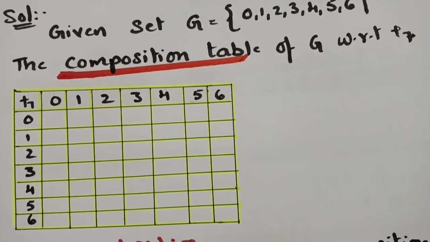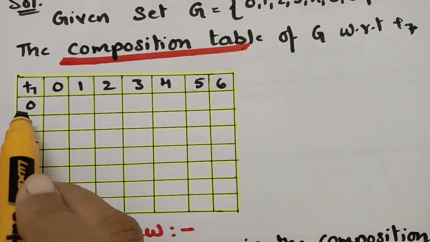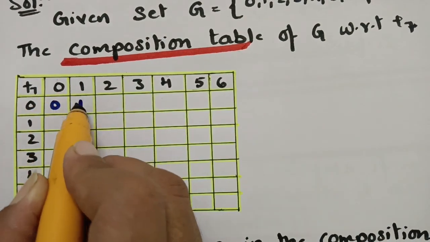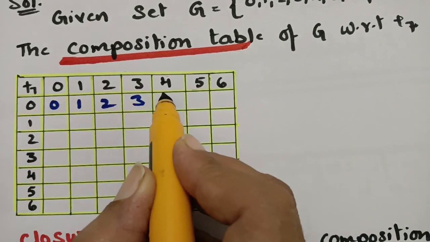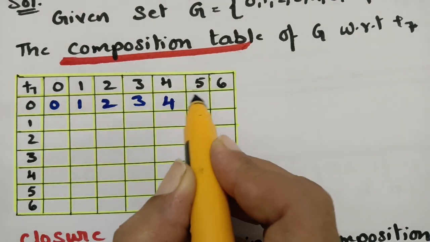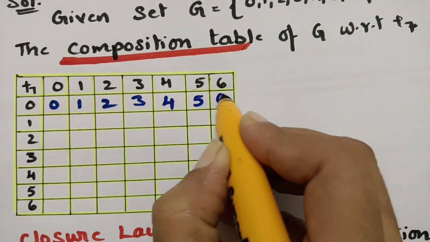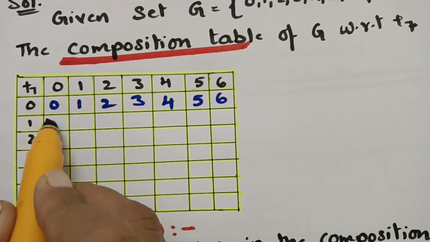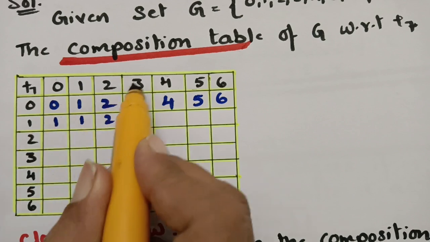And let's get started with this composition table. So how to fill this composition table? It's so easy: 0 plus 0 is 0, clear? 0 plus 1 is 1, 0 plus 2 is 2, 0 plus 3 is 3, 0 plus 4 is 4, 0 plus 5 is 5, and 0 plus 6 is 6. Clear? All are done here. And next one, 1 plus 0 is 1.